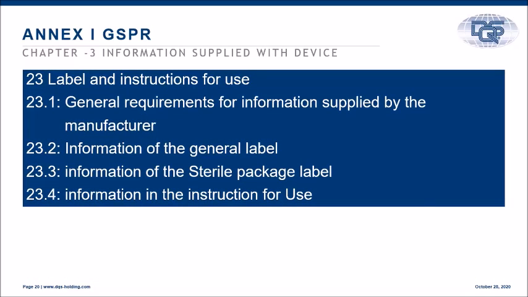Then label and instructions for use: general information to be supplied, general information on the label, sterile package, what needs to be there, and information on instructions for use. I'll go through a little bit more on the requirements related to labeling, what significant changes have come in, and information required, information for the user, the user manual, whatever document is supplied along with the product. There are key changes which have come up with that, so I'll briefly walk you through those changes.